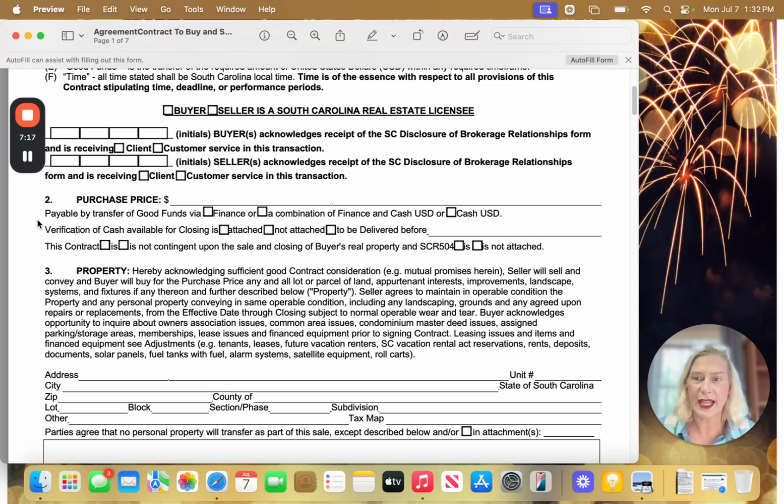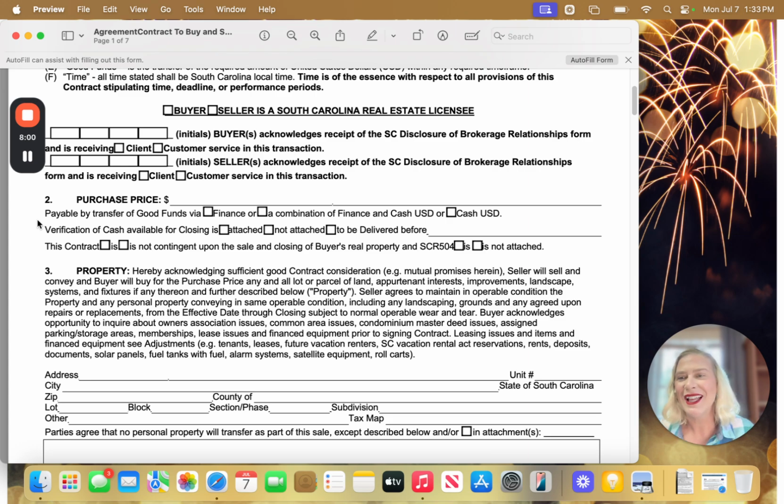The next line is verification of cash available for closing is attached or not attached, or the attachment will be delivered by. Again, are you doing the bank statements to the listing agent? If so, you can attach it, or you can wait to see if the offer is submitted before we submit the verification of funds. The next line is that this contract is or is not contingent on a home to sell. So do your buyers have to sell their home before they can buy this home? This is where you would mark that. And then you would also attach the 504, which is the buyer sale contingency addendum, which has been updated as well as far as June 2025 goes, but that will be in a whole separate video because this is long enough, I'm sure.